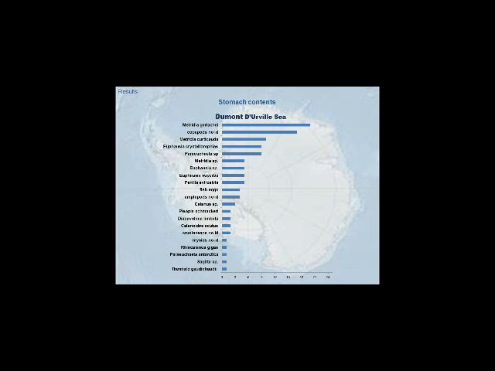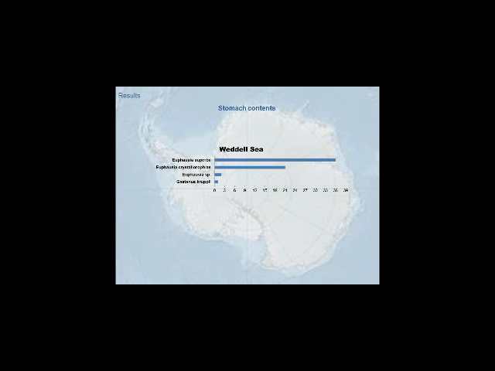A similar composition of prey is found in the stomachs of samples caught in the Dumont d'Urville Sea. Instead, in the stomachs of the samples from the Weddell Sea, I found a few prey species, mainly the euphausiids Euphausia superba and Euphausia crystallorophias.